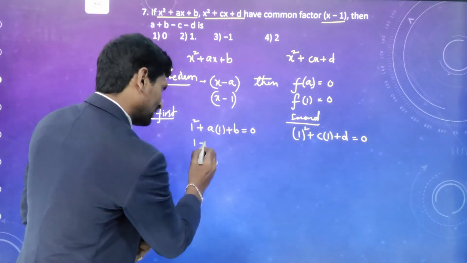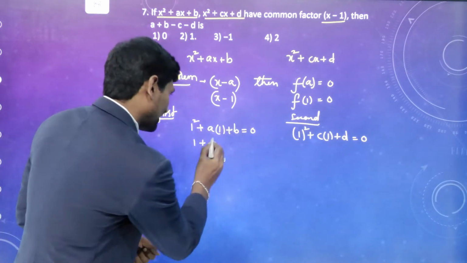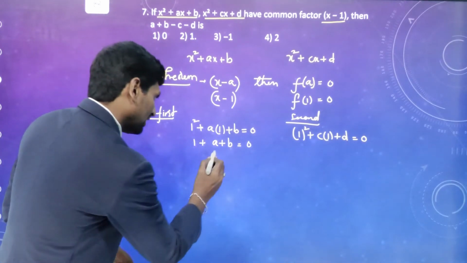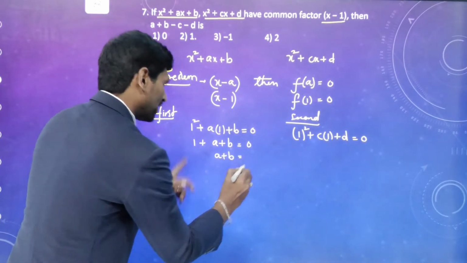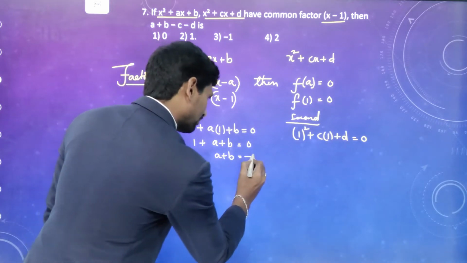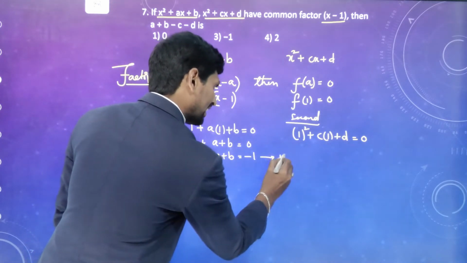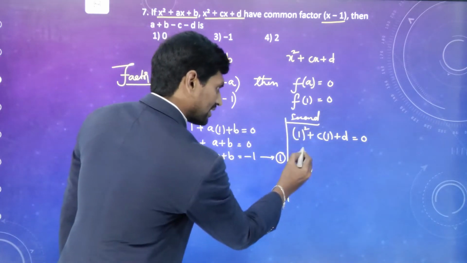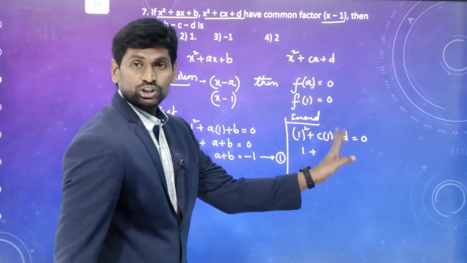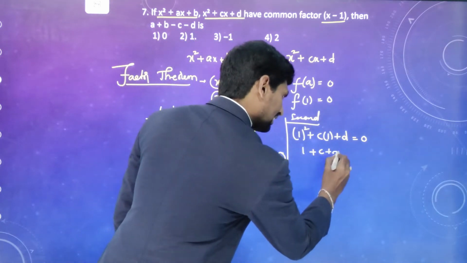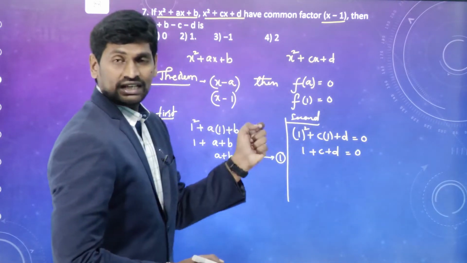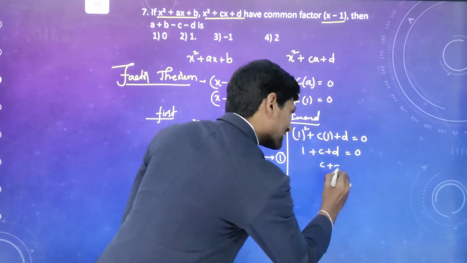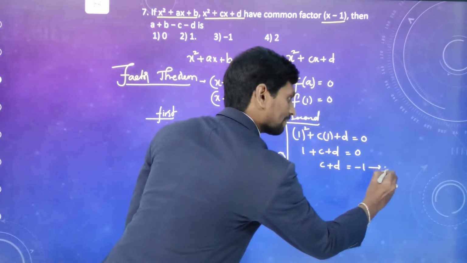1 square value is 1, and a into 1 is a, plus b equals 0. That means the plus 1 you transpose that side, it will be minus 1. So simply you can identify a plus b value as minus 1. In the same way here, 1 square value 1, c into 1 is c, plus d equals 0. Same way, transpose plus 1 to that side, then we will get c plus d equals minus 1.